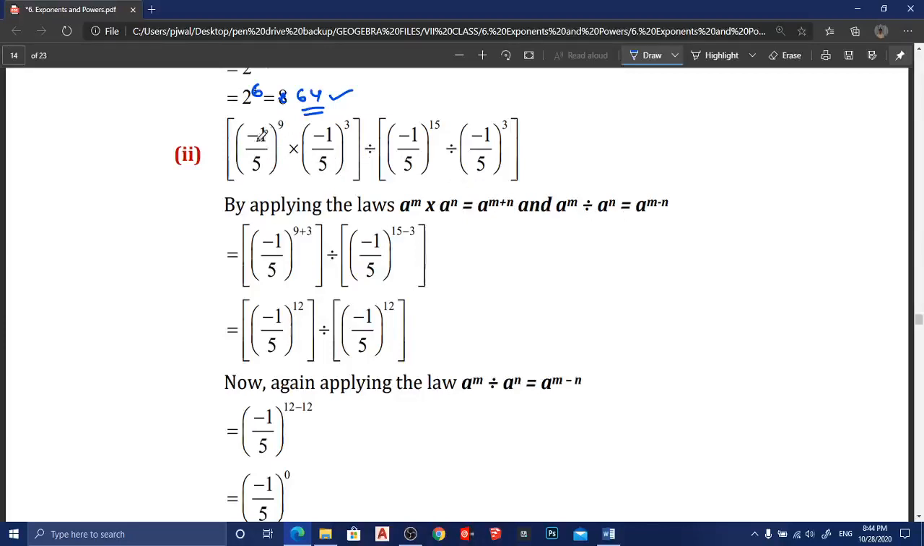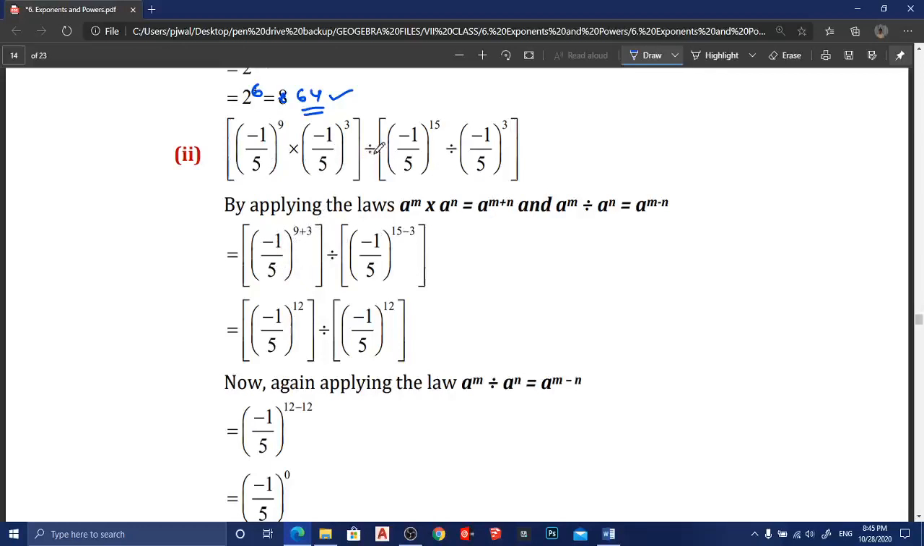Observe here, in this first bracket, all the bases are equal and the powers are different. Bases are equal, powers are different, and you are multiplying them, means you have to use the first formula. That is the first formula, which is a to the power of m into a to the power of n is equal to a to the power of m plus n. What is a here? Minus 1 by 5. Whatever the base it may be, don't worry. You can take it as a single base, which is minus 1 by 5 only here, and add the powers.